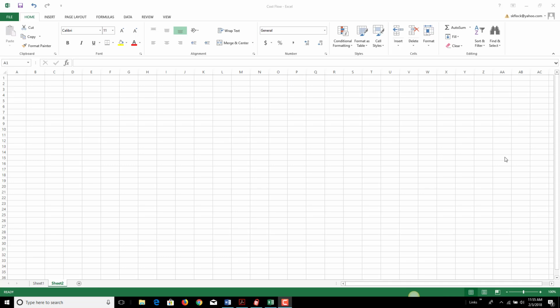So the fourth method is the weighted average method, which uses an average cost. So it's going to take the average cost you've paid for all the units you've purchased and base your cost of goods sold and the value of your ending inventory based on that average cost.